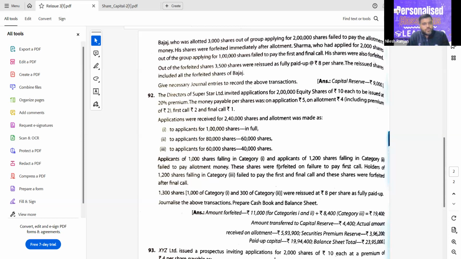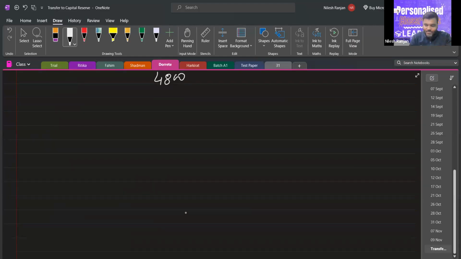So first of all, we need to calculate how much amount we will adjust in allotment for each category. Have you thought about the question? Because I think it's a complicated one. So let me solve it. Question number 4.